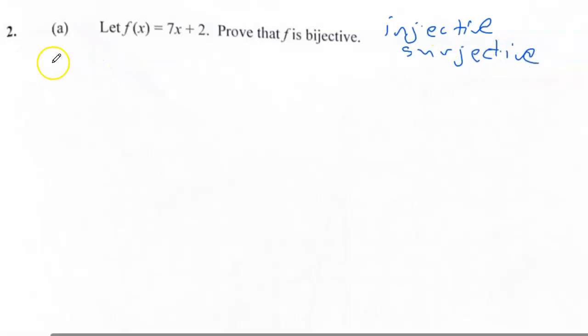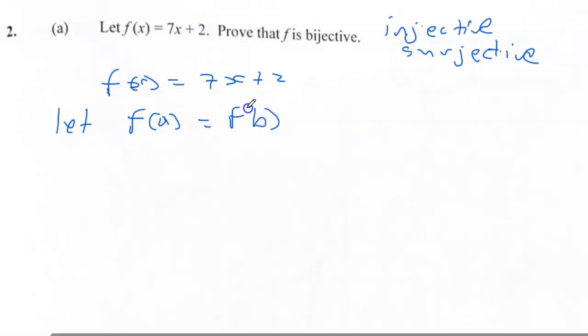So let's prove injectiveness. First and foremost, f of x equals 7x plus 2. So we let f of a be equal to f of b. And if it's injective, then a should be equal to b. So f of a, replacing x with a in the function, 7 times x becomes 7a, and then we have our plus 2. F of b, this time we're replacing the x with b, so 7b plus 2.